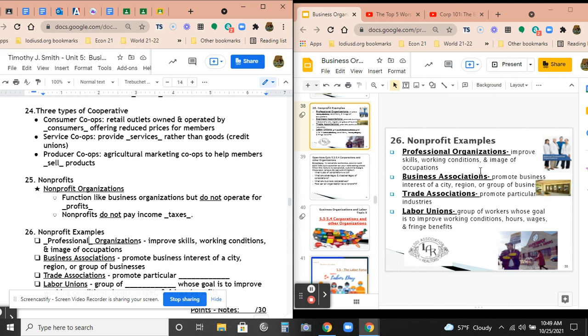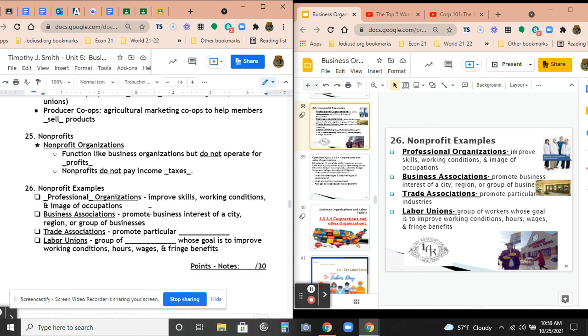Business associations promote business interests of a city, region, or group of businesses. Think of the Rotary Club. You can have trade associations to promote particular industries. You might have a trade association for milk dairy farmers, people that produce milk and cheese. You could have a trade association for electricians, plumbers, that kind of thing.